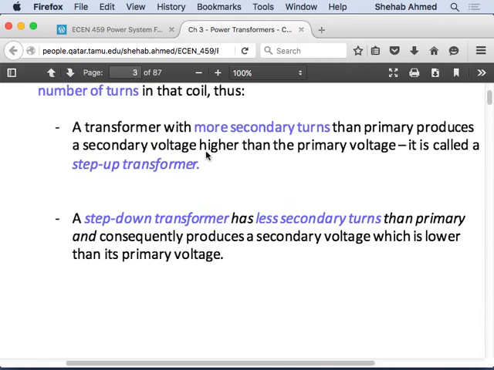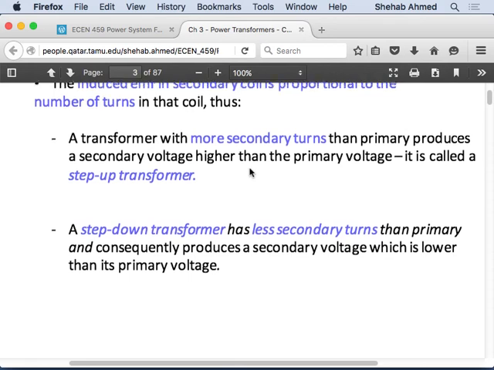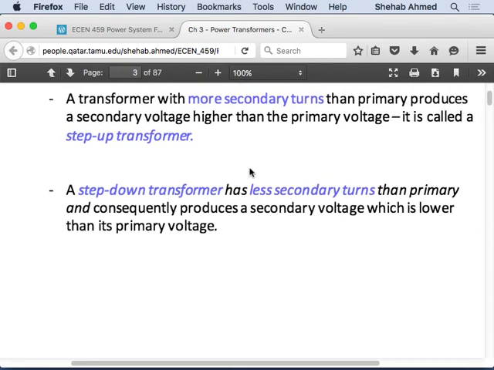Obviously, if we need to step down, we will have less number of turns. If you want to step up, the winding that's stepping up will have higher number of turns. So a transformer with more secondary turns than primary produces a secondary voltage higher than the primary voltage. It's called a step-up transformer, right? So if you want to step up, you have more turns in the secondary than the primary, and vice versa if you want to step down.